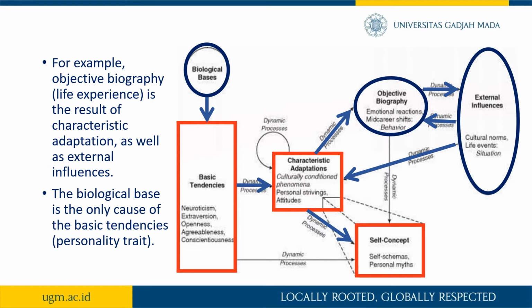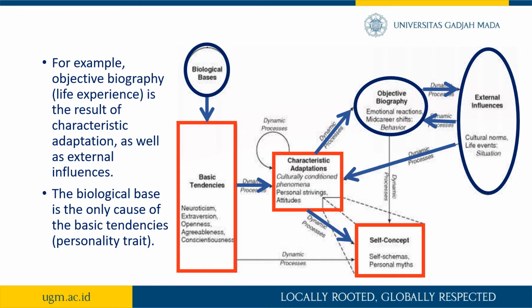So, for example, the objective biography or the life experience is the result of the characteristic adaptation as well as the external influences, because you can see the arrow is pointing from characteristic adaptations to the objective biography. At the same time, there is also an arrow that points from the external influences to the objective biography. At the same time, there is also an arrow that points from the objective biography to the external influences. It means that both are actually influencing each other.